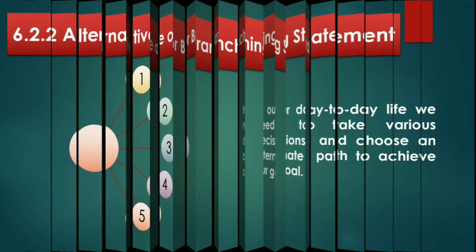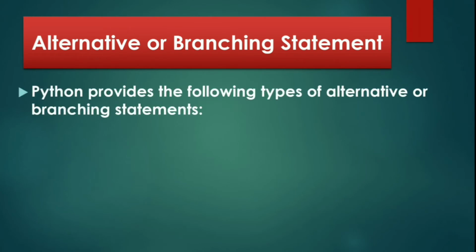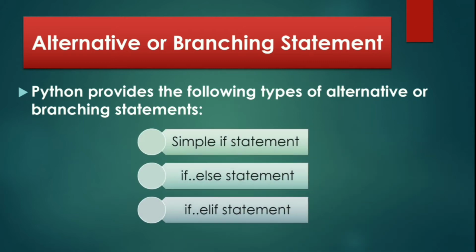Now let's get into actual Python programming. That is, alternative statements or branching statements, we do have many types. We do have simple if statement, if else statement, and the last one is if elif statement. Last year you learned all this in control structures, the same thing once again. The last statement, that is if elif, is nothing but nested if else statement. Now let's see one by one.